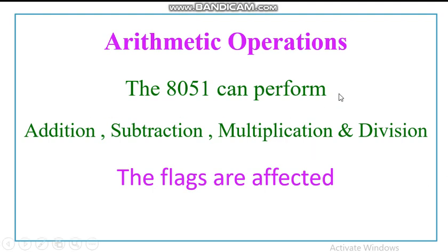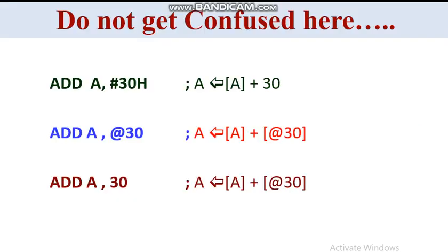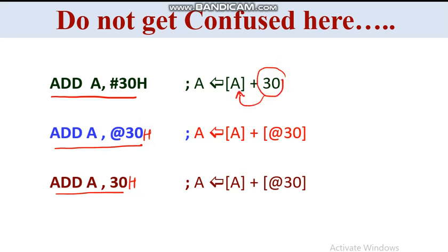The 8051 can perform arithmetic operations such as addition, subtraction, multiplication and division. A few of them we have seen in the previous lecture. Now remember, do not get confused between ADD A,30; ADD A,#30; ADD A,@30; and ADD A,30H, which is here. The meaning of this: the data 30H is added with the content of A.